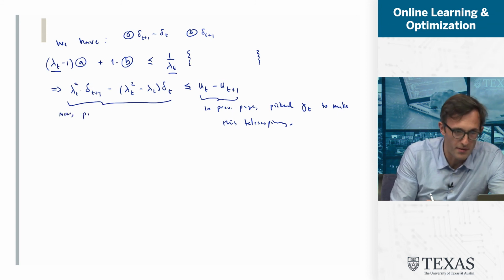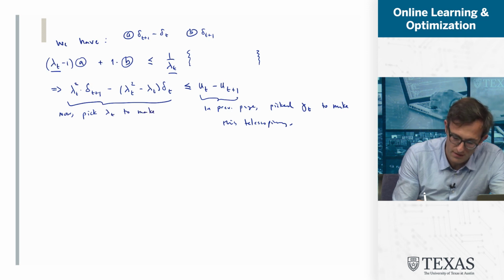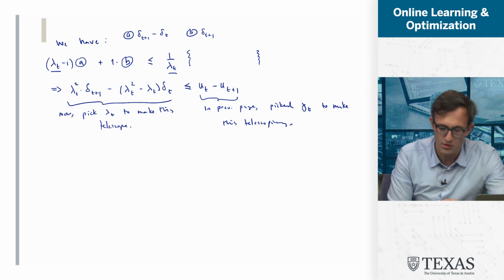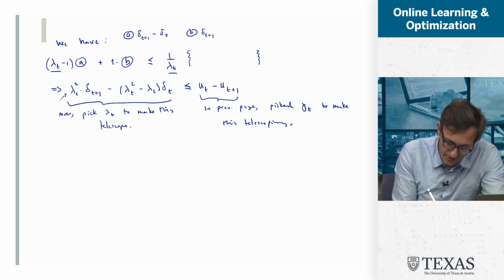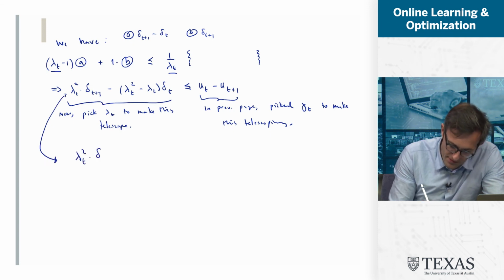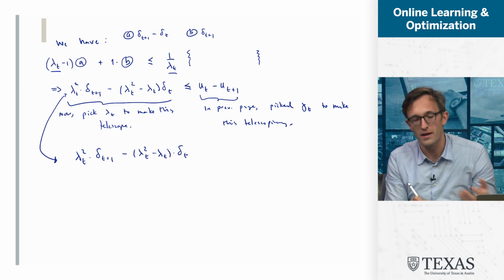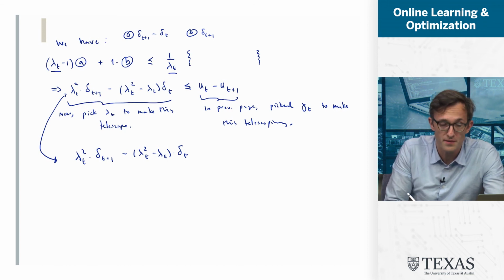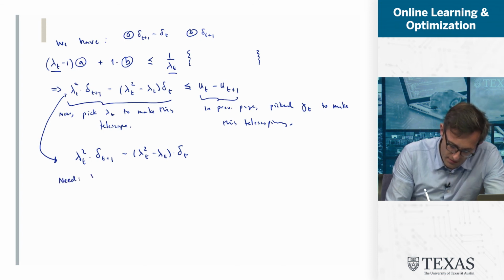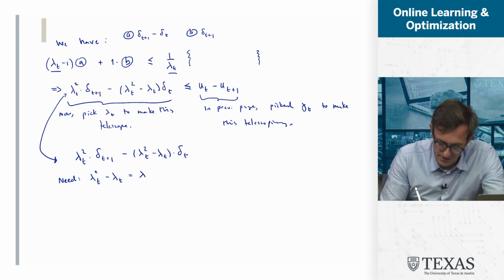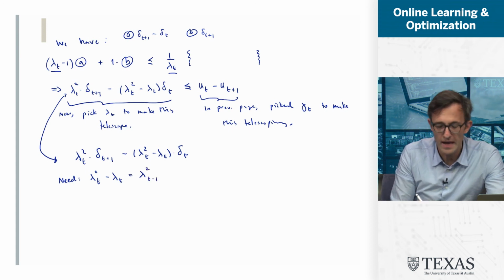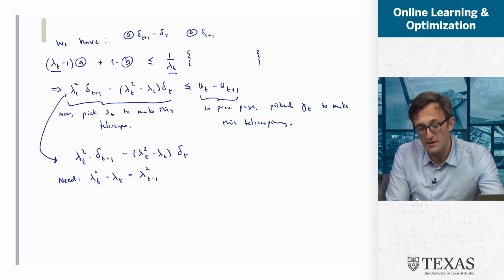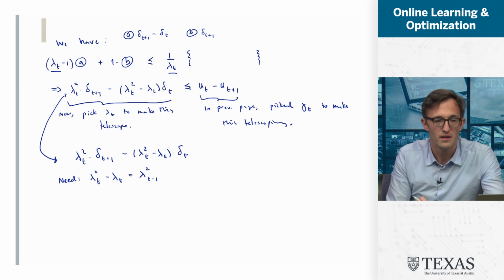Now, we're going to pick λ_t to make this telescope. So what do I need here? Let's write this out a little more clearly. We've got λ_t squared times δ_t plus 1 minus (λ_t squared minus λ_t) times δ_t. You see, I already have my δ_t plus 1 minus δ_t. I just need to make sure that the coefficients work out. I simply need the coefficients to be exactly the same. So we need λ_t squared minus λ_t to be equal to (λ_t minus 1) squared. Because in that case, I'll have λ_t squared δ_t plus 1 minus (λ_t minus 1) squared δ_t. That's exactly what I need for telescoping.